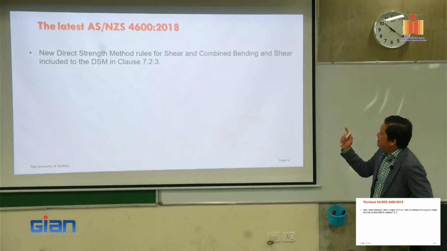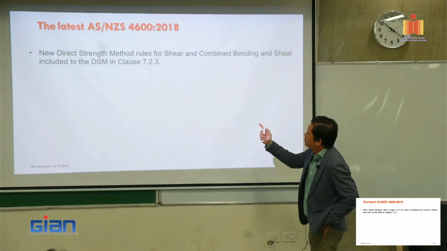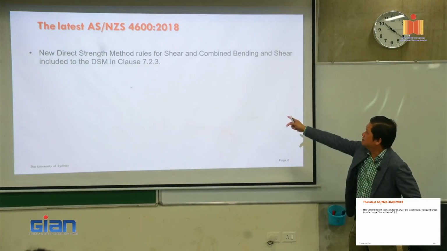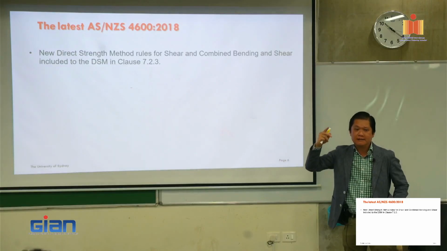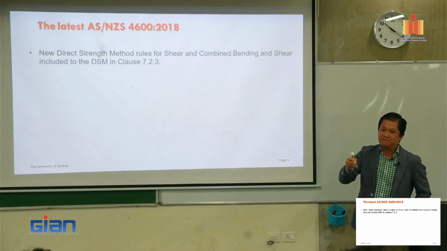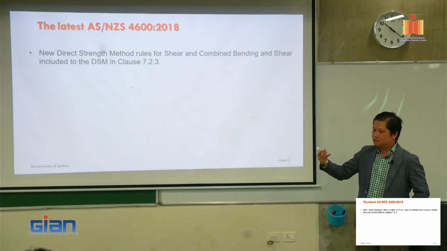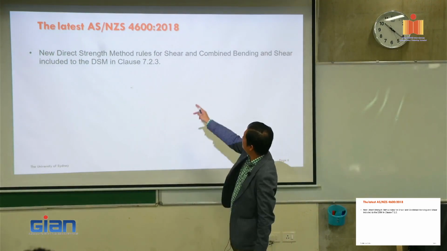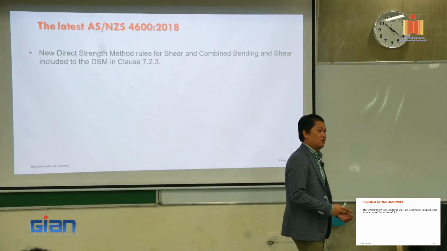Okay, so as I mentioned, the direct strength rules in 2018 are updated, including the design for shear and combined bending and shear. Before that, in 2005, the direct strength method just applied for compression and bending. And since 2018, we can design for shear.